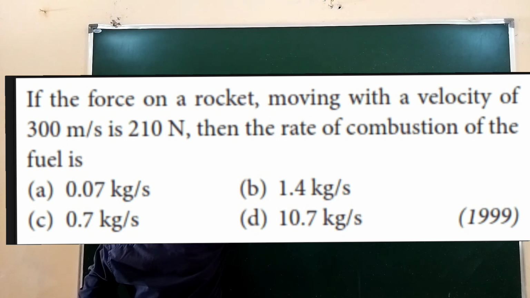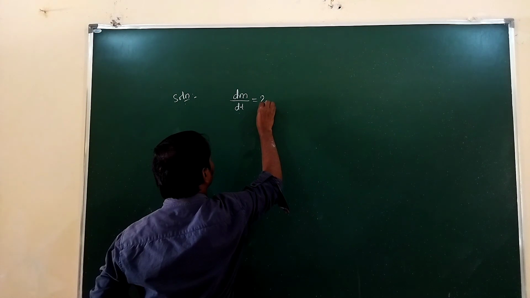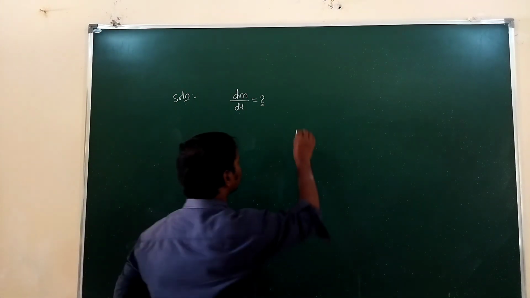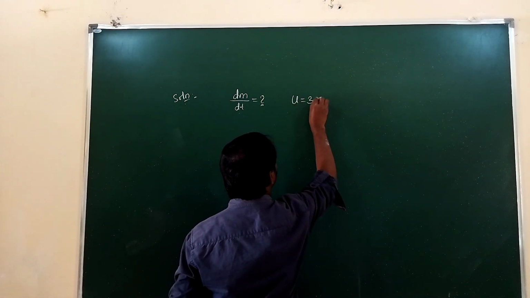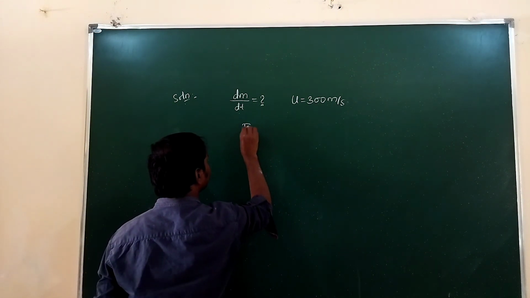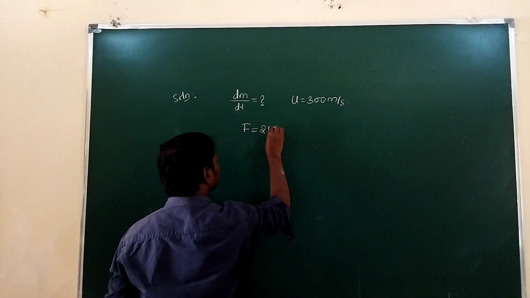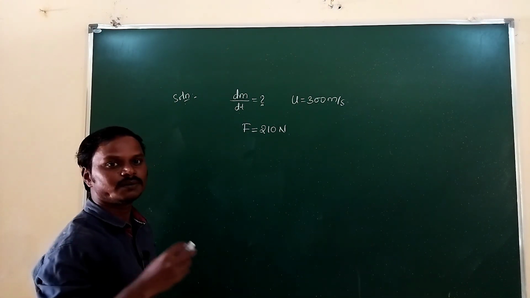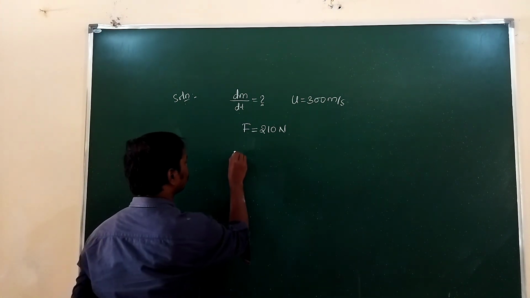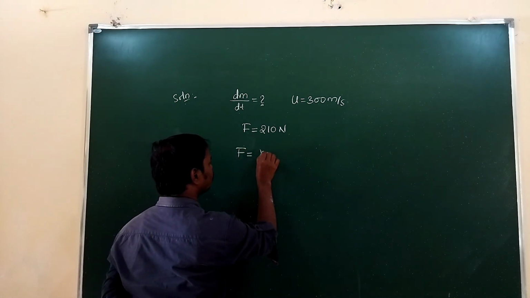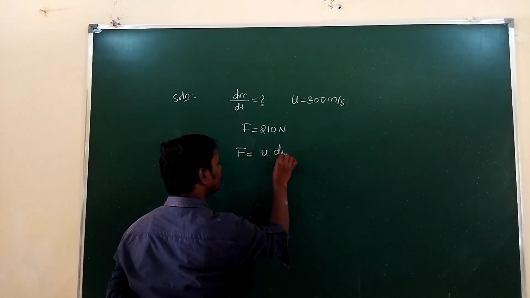What is our aim? Our aim is to find the rate of combustion of the fuel, meaning dm by dt. And here the velocity of the rocket is given, u equal to 300 meter per second, and the force on the rocket is given, that is 210 Newton. So according to the formula, F is equal to u into dm by dt.